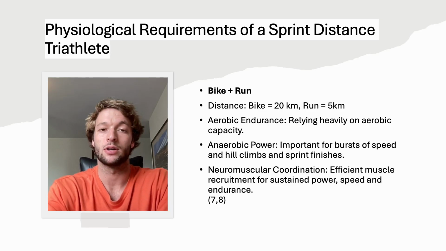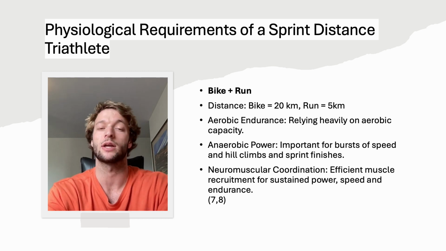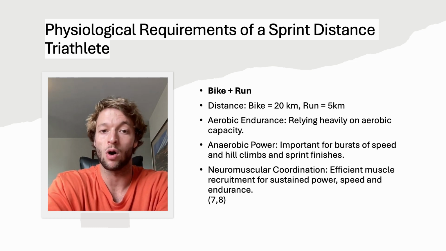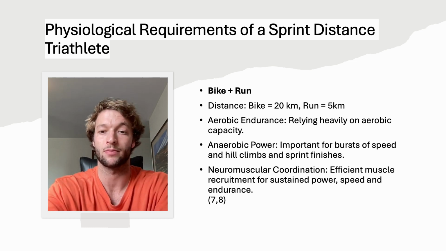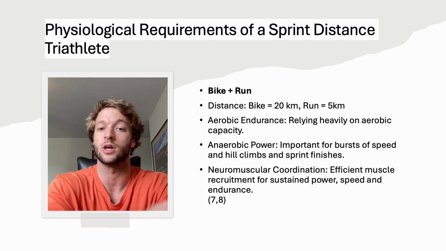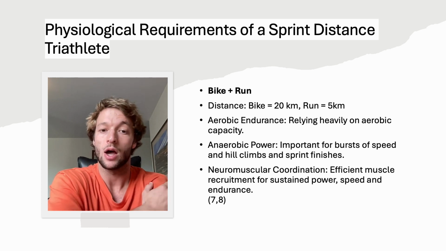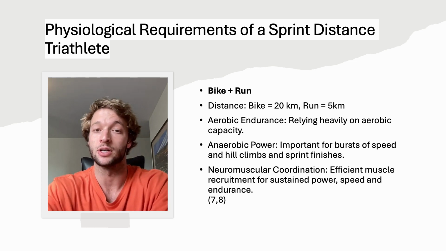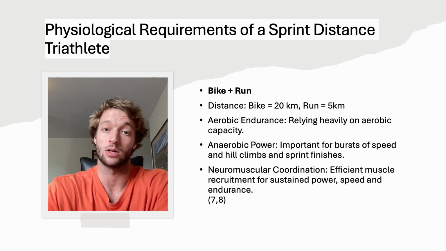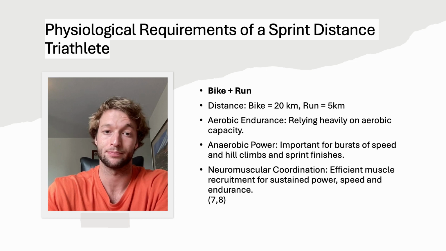The next two sections of the triathlon are the bike and then the run. The bike is going to be 20 kilometres and the run is 5 kilometres. The main requirements are going to be aerobic endurance and anaerobic power for these as well. Anaerobic power is really important for those bursts of speed up hills, if there are hills, and also sprint finishes. Neuromuscular coordination is important as well, and this is used for efficient muscle recruitment for sustained power, speed, and endurance.